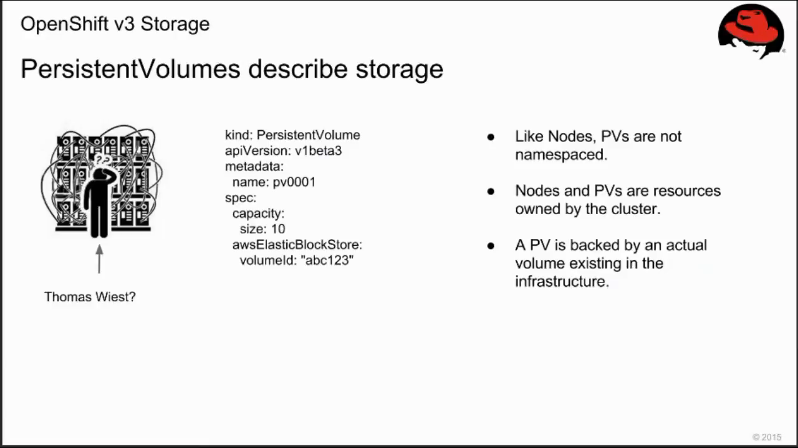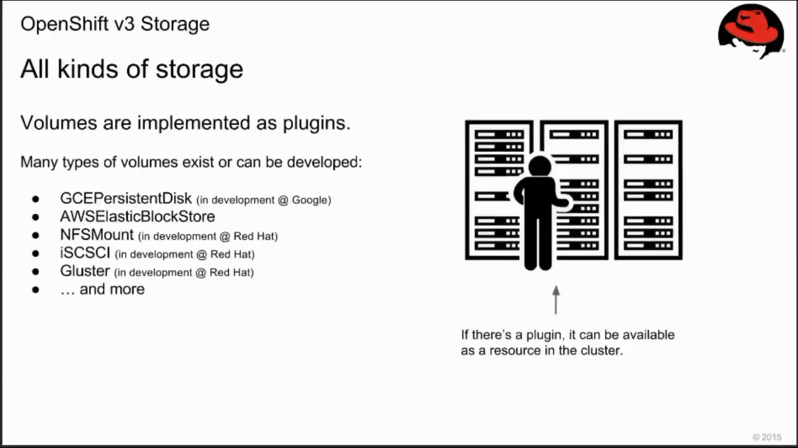So what kind of storage is available? And the answer is all kinds of storage can be made to be supported. Volumes are implemented as plugins, and many plugins exist. More are in development. Red Hat is currently working on plugins for NFS, iSCSI, Gluster, I know Ceph is being talked about, and many others. Volume plugins are a natural extension point because if we can develop a plugin for something, we can mount that volume in OpenShift.